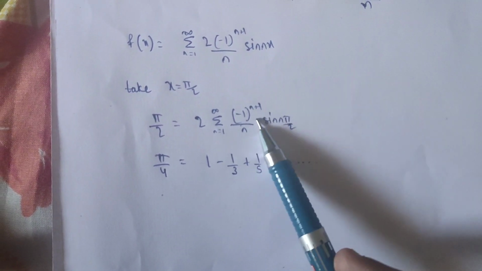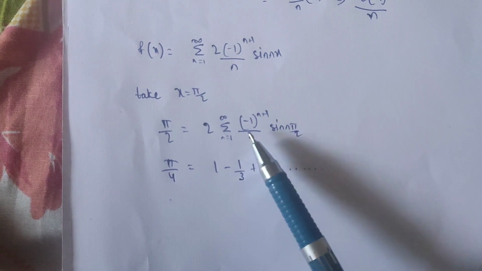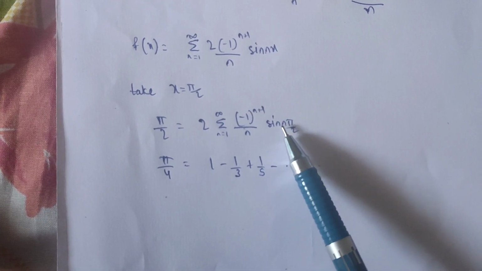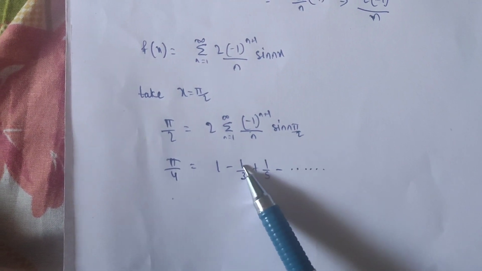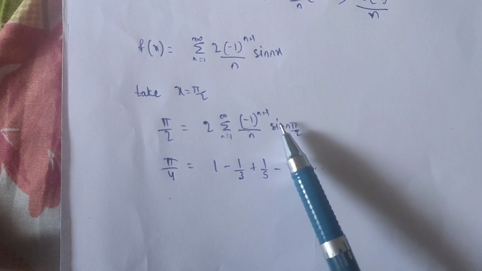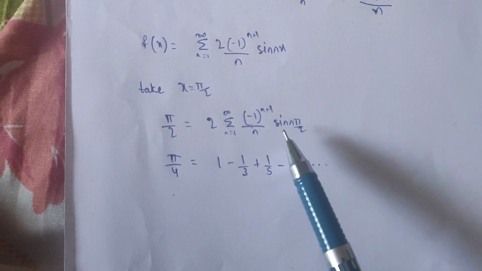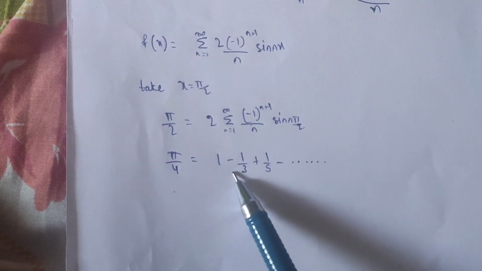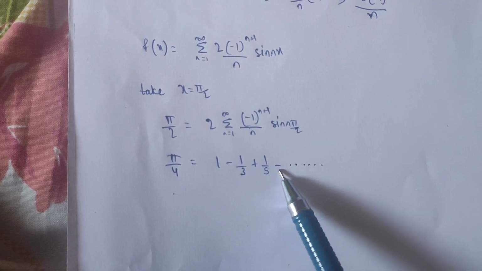Next we take 3. So minus 1 raised to 4 by 3 sin 3 into pi by 2, which is minus 1. So we get a minus term, minus 1 by 3. For every even term we get a 0, and for every odd term we get a value. So we get a positive and a negative value, and this keeps continuing.